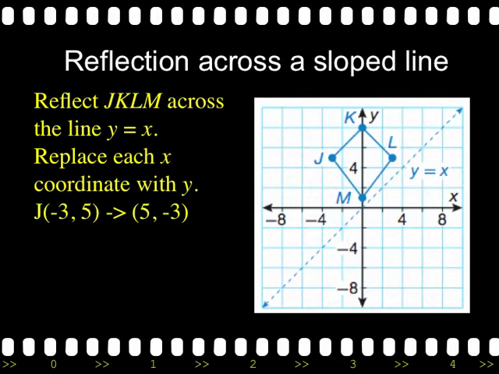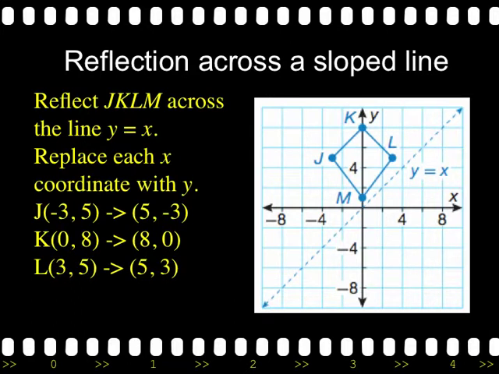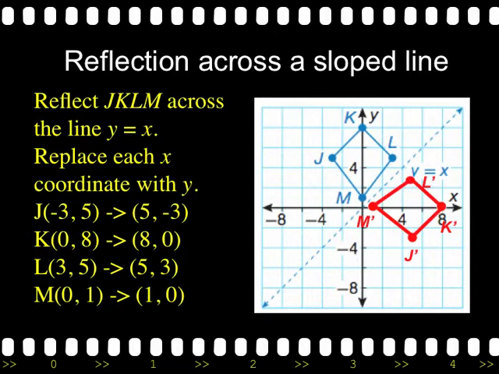For example, vertex J has coordinates (-3, 5). So J prime will become (5, -3). K prime will become (8, 0). L prime will be (5, 3), and M prime will become (1, 0). So here we will plot just the vertices, and then we will connect those vertices with a straight edge, and there is our quadrilateral reflected across the line y equals x.